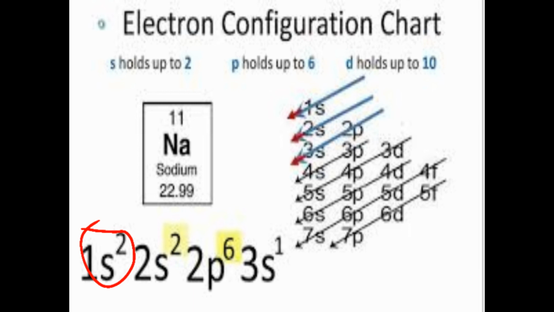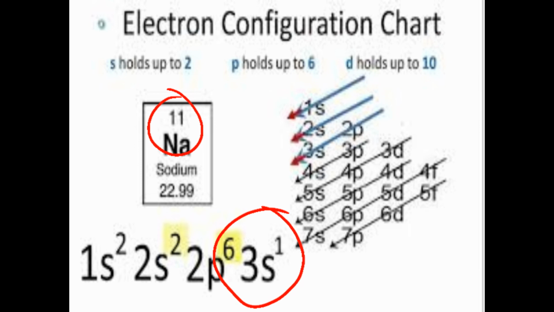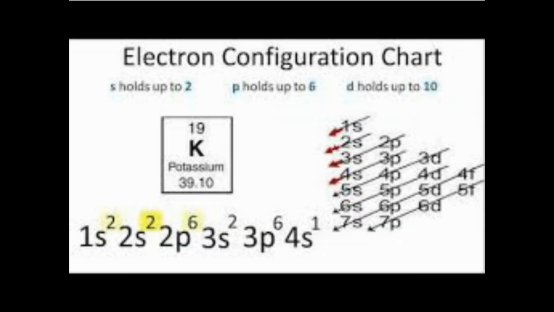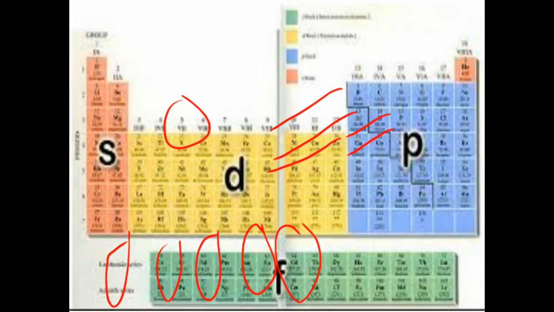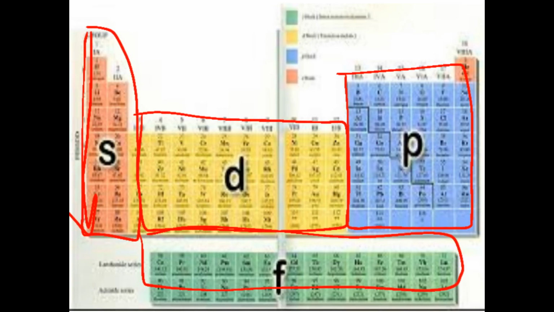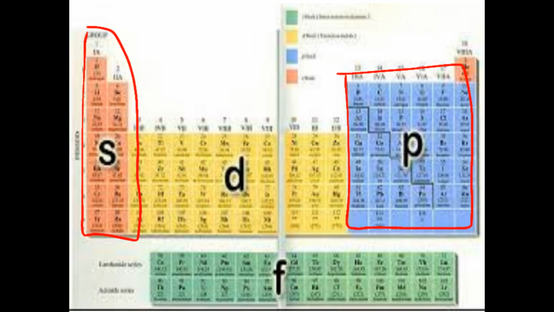As in the case of sodium. Sodium has 11 electrons. Its outermost configuration is 3s1. But in the case of potassium, it is 4s1. So we see them in the periodic table. Sodium is here, number 11, and potassium is here. Sodium is showing 3s1 outermost and potassium is showing 4s1.